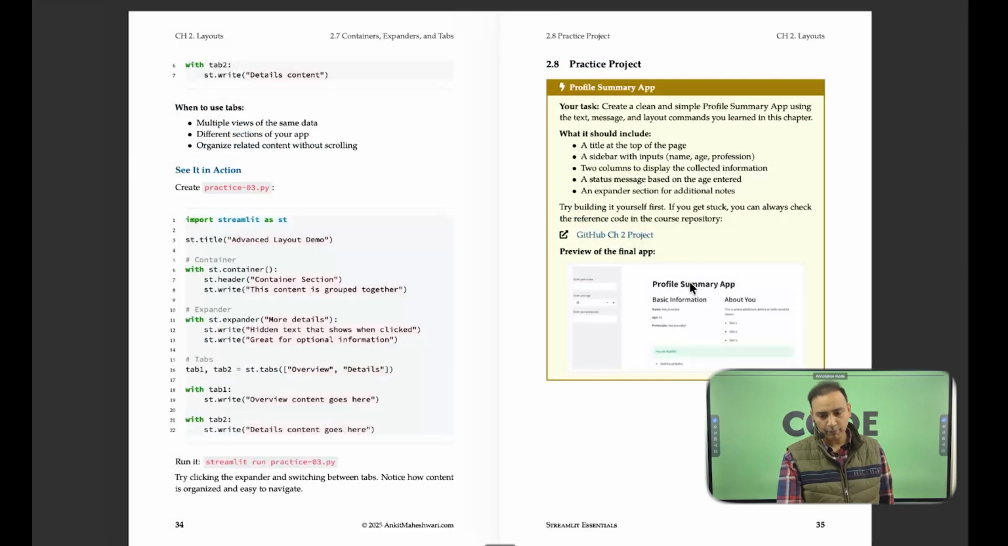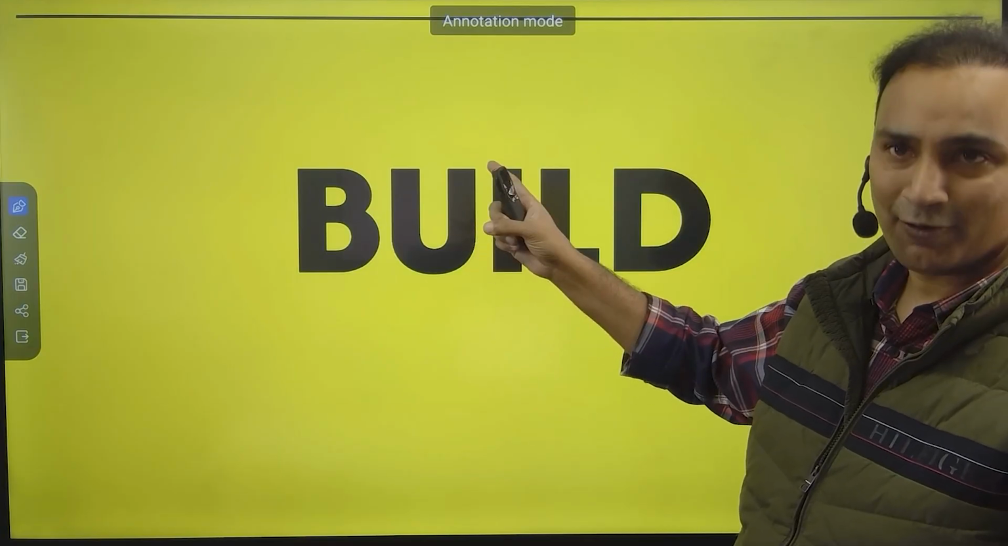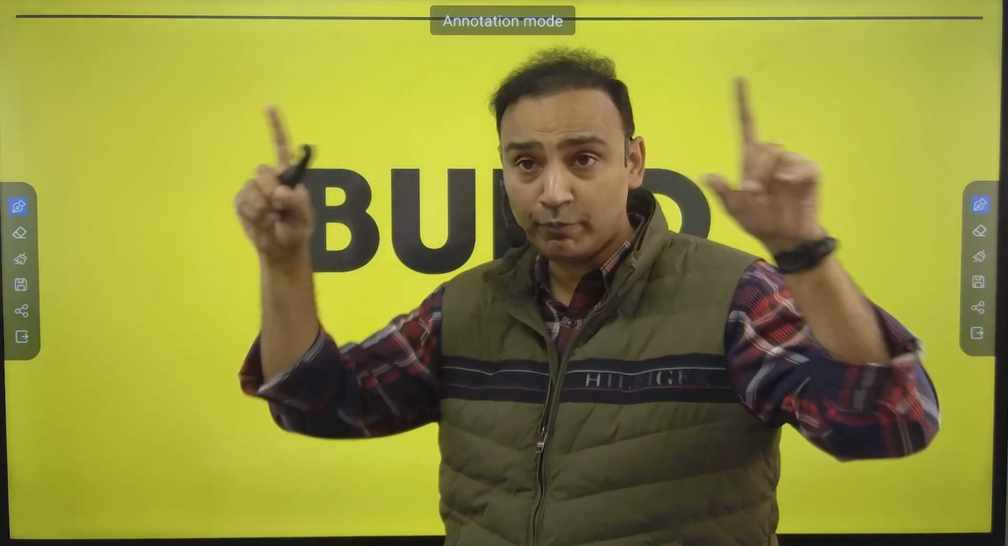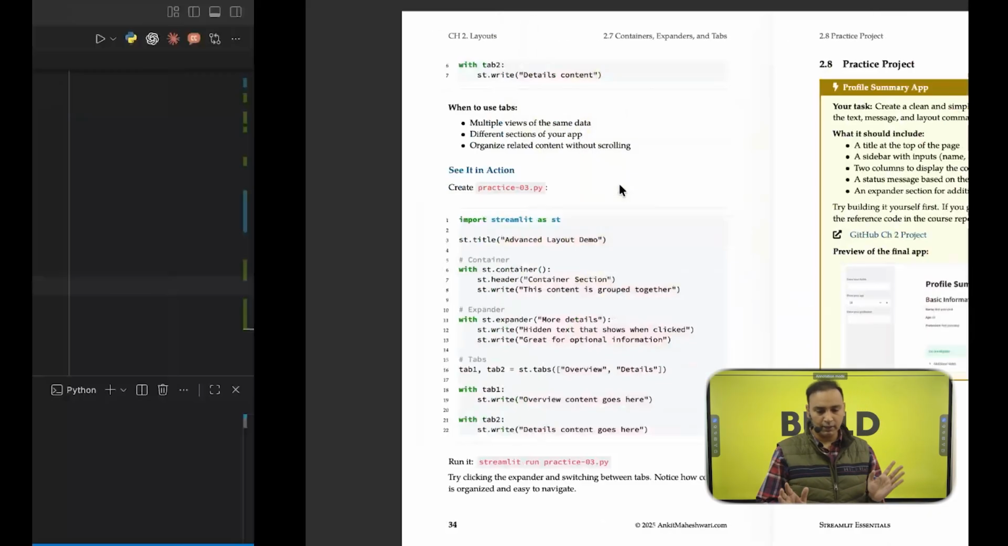Now you have to do your practice project. So we have come to part 3, that is build. This is where the training wheels come off. This is where you stop following, you have to build this project. So our project is to create a clean and simple profile summary app using the text, message and layout commands. And it should include a title at the top of the page. Look at this book, practice project: a sidebar, 2 columns, a status message, etc. You have to do all those things.